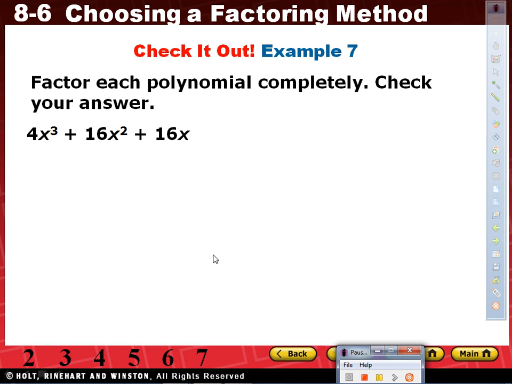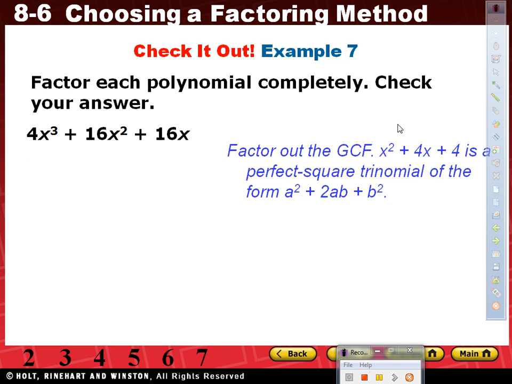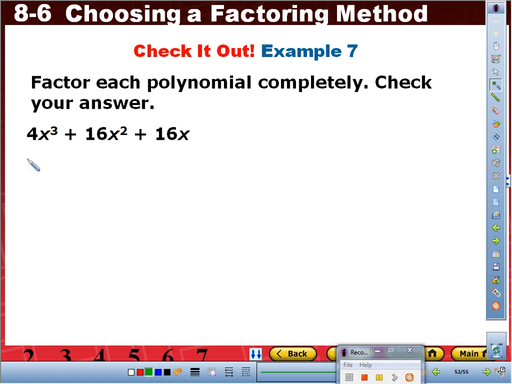Okay, don't forget. Step 1, GCF. What number divides each term? 4. What other thing does each term have? An x. Now let's simplify this. 4 divided by 4 is 1, and x cubed divided by x is x squared, or 1x squared. 16x squared divided by 4x is 4x, plus 16x divided by 4x, that's 4.